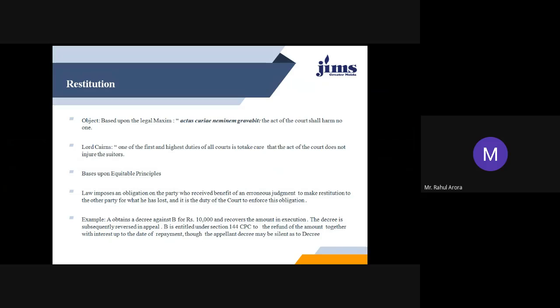A obtains a decree against B for rupees 10,000 and recovers the amount in execution. The decree is subsequently reversed in appeal. B is entitled under section 144 CPC to the refund of the amount together with interest up to the date of repayment, though the appellate decree may be silent as to the interest amount.